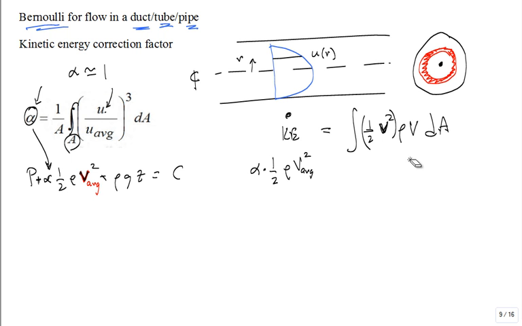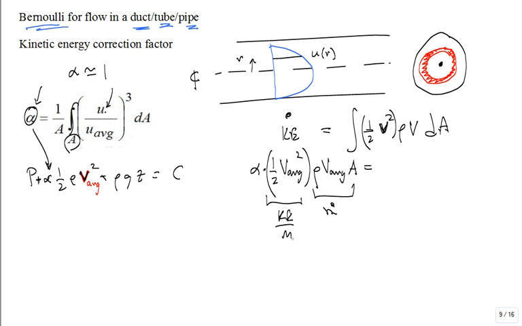Yeah? Okay. I need to back up here. I need to do the same thing on that side. What's 1/2 V average squared? The kinetic energy per unit mass. I need to multiply by the mass flow rate for the entire pipe, which is rho V average times area. Okay, so that's the kinetic energy flow rate. This is my m dot, and this is my kinetic energy per unit mass.